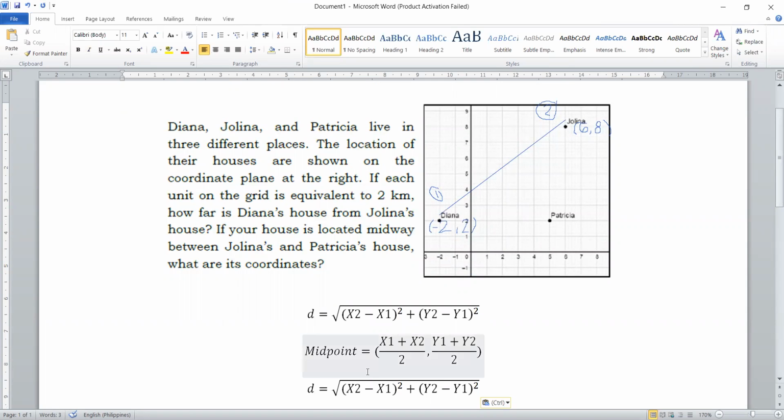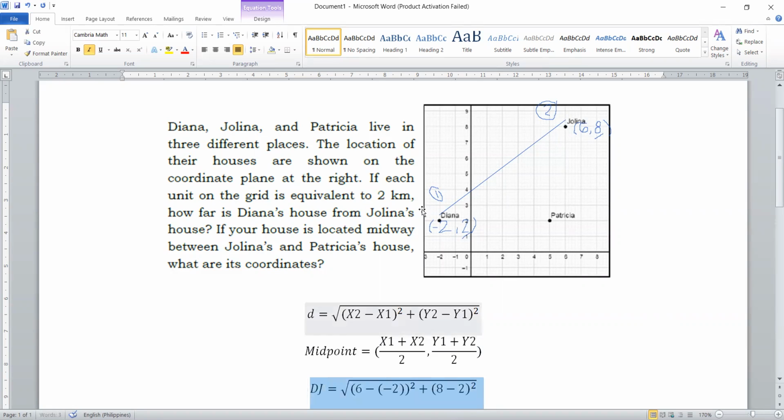The distance from Diana to Jelena is equal to the square root of x2 minus x1. Your x2 is 6 minus negative 2, so let's substitute that. You have here 6 minus negative 2 squared. Next, you'll have y2 minus y1. So you have y2, 8, minus y1, 2. So that's 8 minus 2. Let's substitute it again. You have here 8 minus 2.